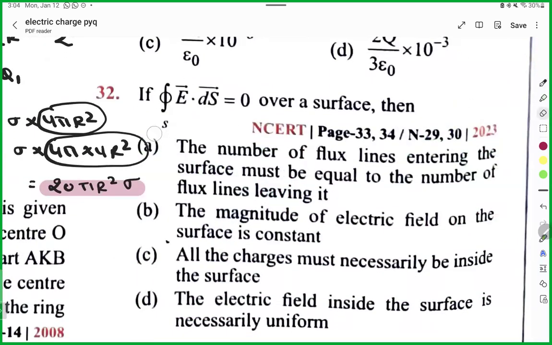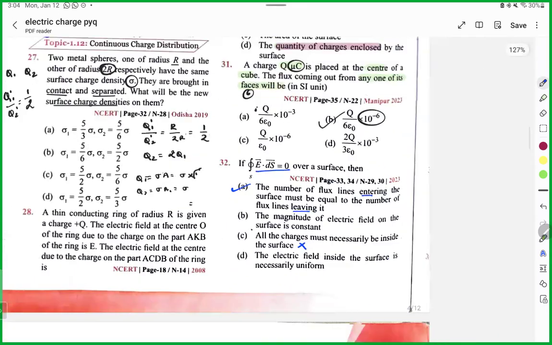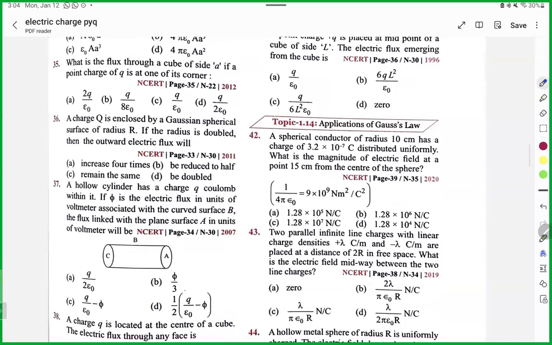Anvita, question 32. It is 0. If all the charge is present inside, it cannot be 0 from that reasoning. The electric field inside the surface need not be uniform. The magnitude of the electric field on the surface is not constant. The electric flux lines entering and exiting are the same, so net is 0. Make sense? Anvita, any doubt? No, sir. Next question.